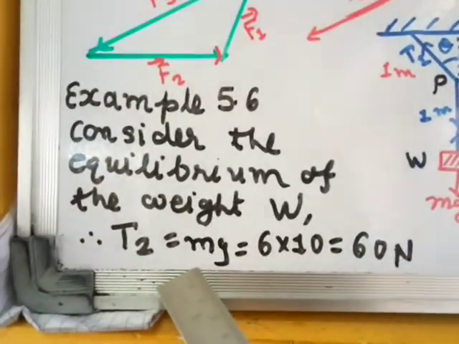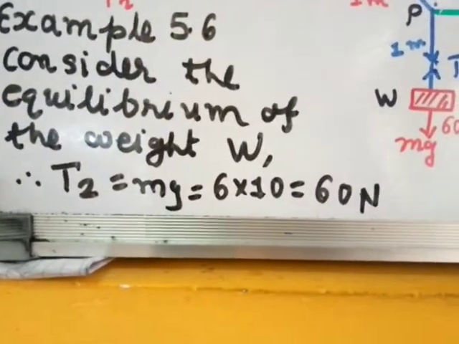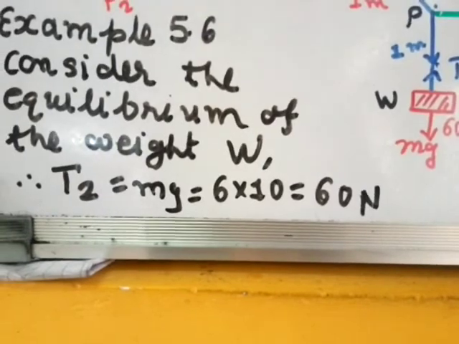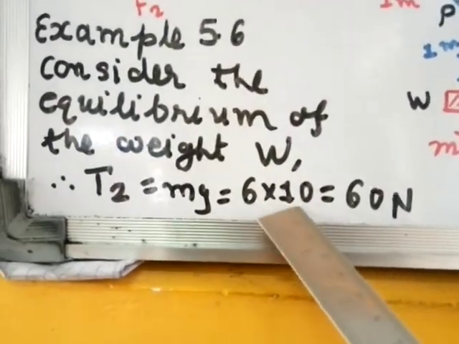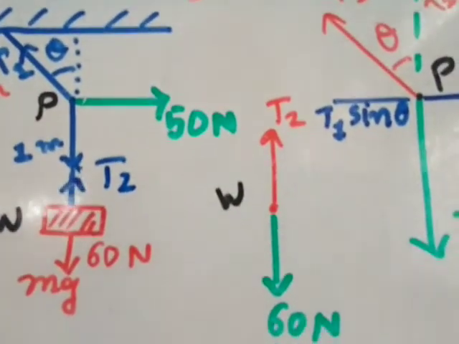So mg, m is the mass, that is 6, and g is the acceleration due to gravity, which they have told us to take as 10 meter per second square. So 6 into 10 is 60 Newton. Therefore, I have written here 60 Newton directly. So T2 will be equal to 60 Newton.